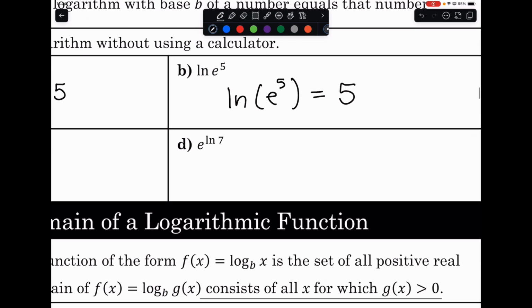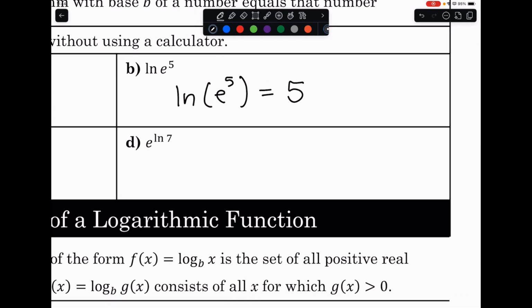Similarly, again, with natural logs, natural log and e are inverses of each other. So here our e is being raised to the natural log of 7. And again, I'm just going to write it over here on the right just for notation purposes. The ln, natural log, is the log with base e.